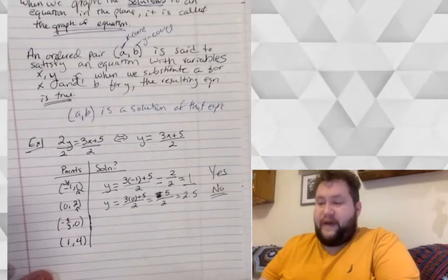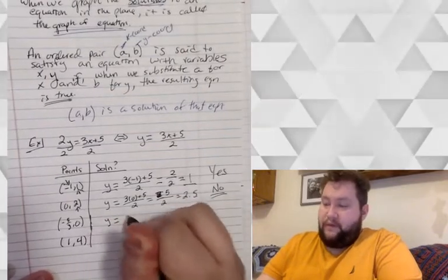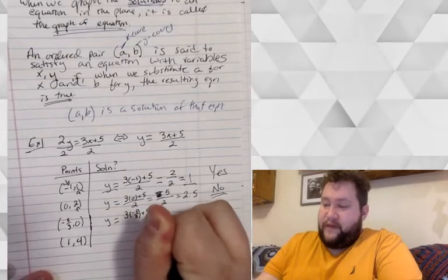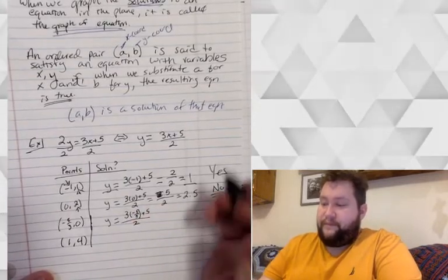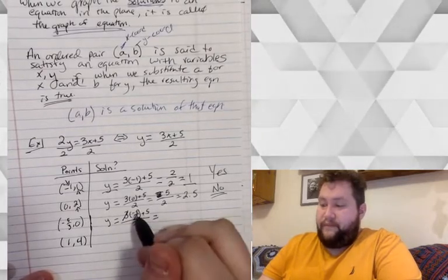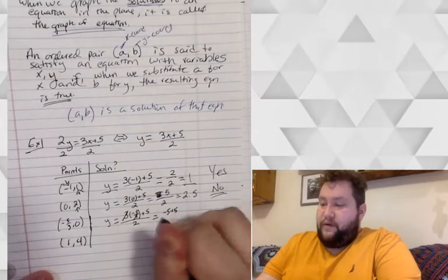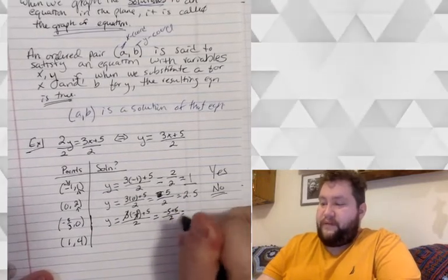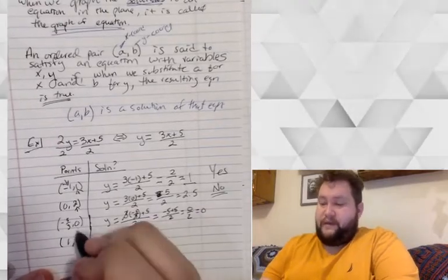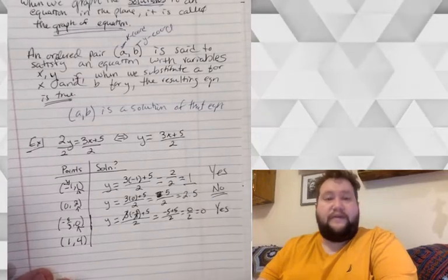How about (-5/3, 0)? Well, y equals (3 times -5/3 plus 5) divided by 2. Well, 3 times 1/3 is 1. So we have -5 plus 5 over 2. So -5 plus 5 is 0 over 2, which is 0. 0 is what this wanted us to check, so it is a solution.